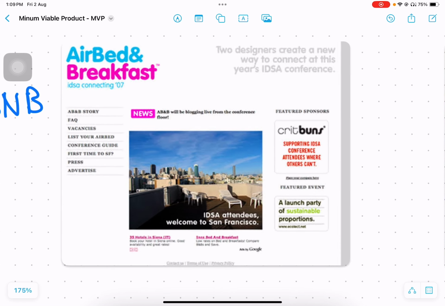Airbnb's MVP proved that people were willing to stay in someone else's home, and they used this insight to refine their platform and expand their offering.